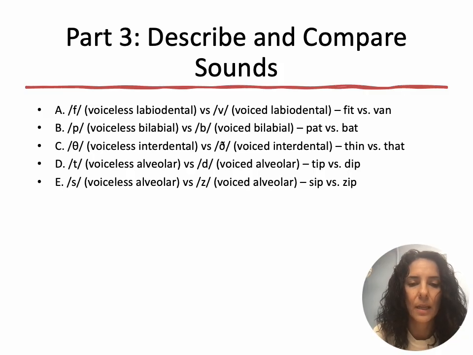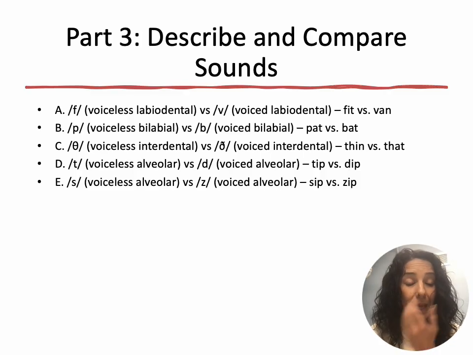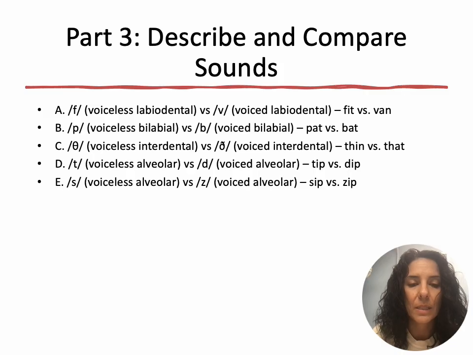The t and the d. The t is a voiceless alveolar, like in tip, and then the d is a voiced alveolar, like in dip. Then the next one is the s and the z. We have the s, which is voiceless alveolar, like in sip. And we have the z, which is voiced alveolar, like in zip.